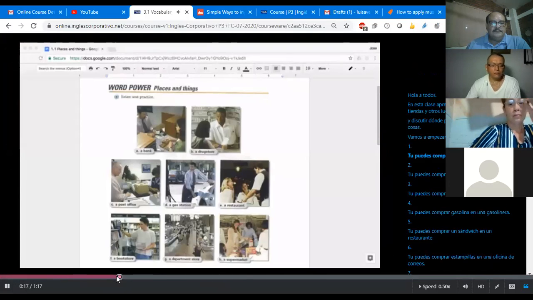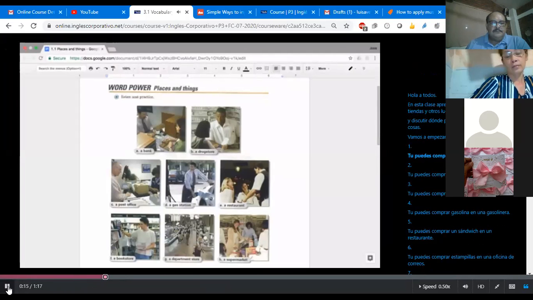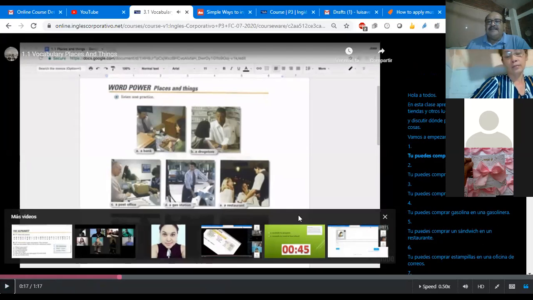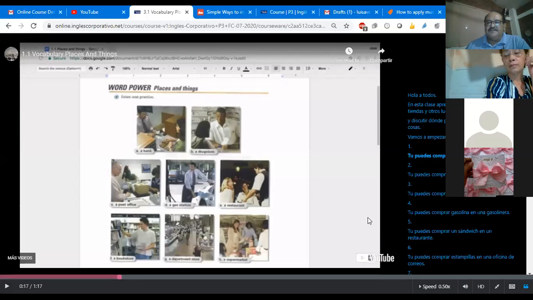Hi, everyone. At a drugstore, you can buy aspirin. Okay, here it says you can buy aspirin at a drugstore, right? But remember that at a drugstore we can also buy, what else? Medicine for the flu. We can buy syrup, pills, different creams, and all kinds of medicine. Drugstore, or sometimes you can also say pharmacy.